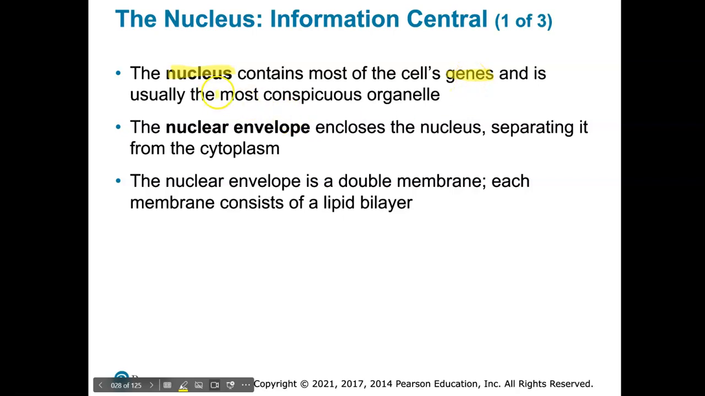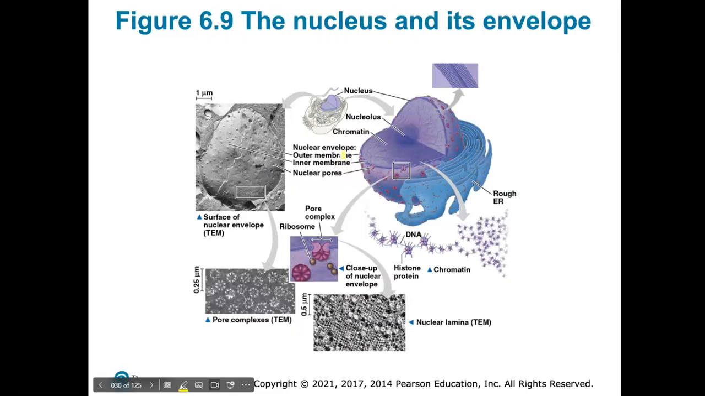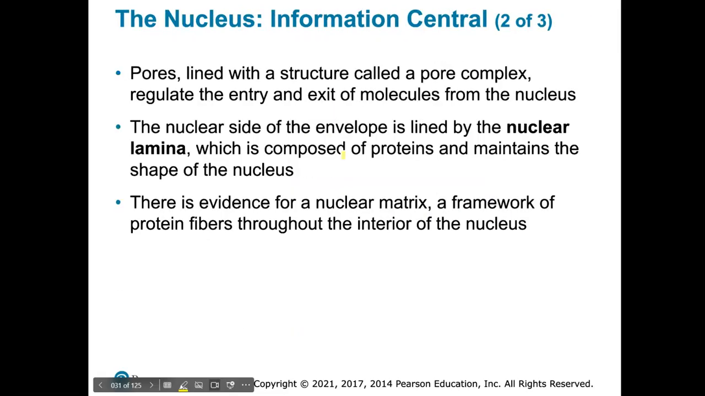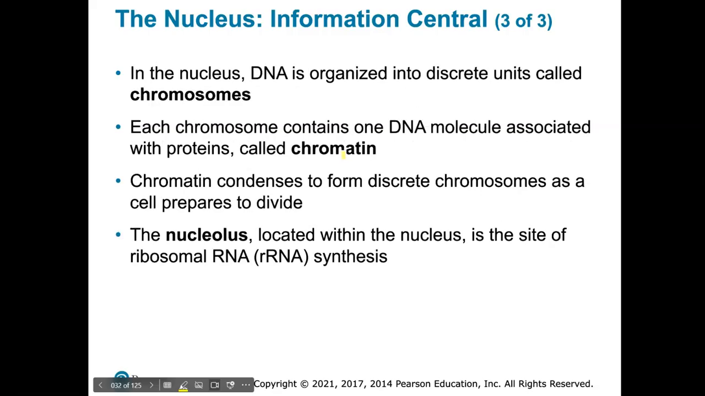It says here that the nucleus is the most conspicuous organelle. That means it's the largest, and you can see it the most clearly under a microscope. The membrane that surrounds the nucleus is called the nuclear envelope, and it does have pores, so it allows material to cross through it. I'm skipping some of this because you don't really have to know all of it.